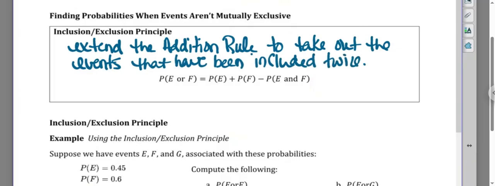Okay, so we would figure the probability of the hearts, figure the probability of drawing an ace, subtract the probability of getting an ace of hearts, and then we have the actual probability of that happening. So we take out that duplicate. Okay.